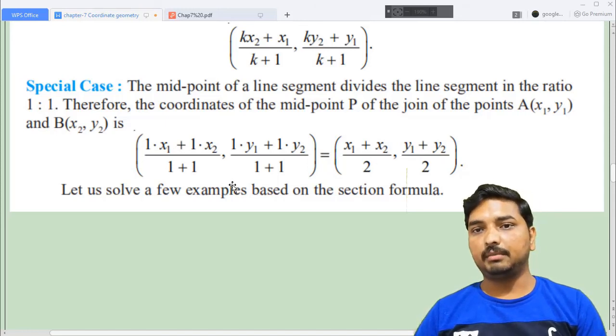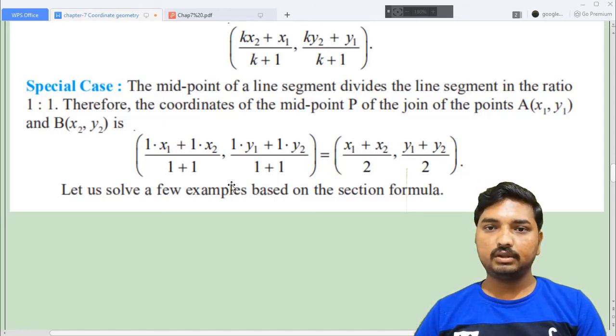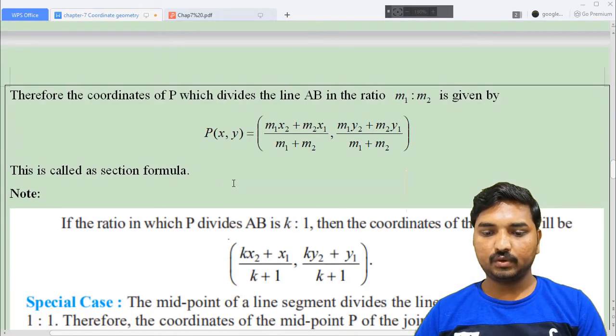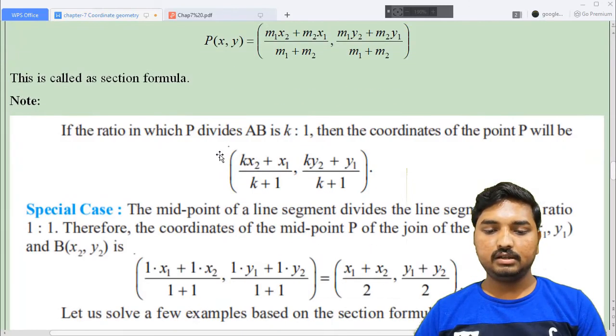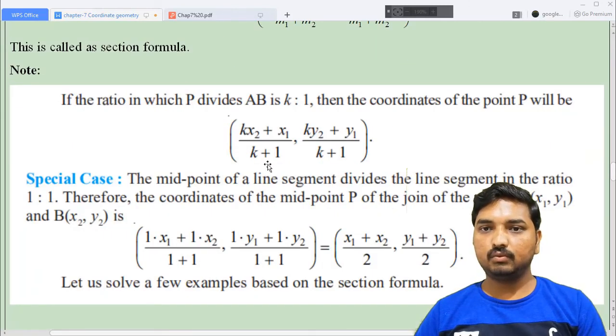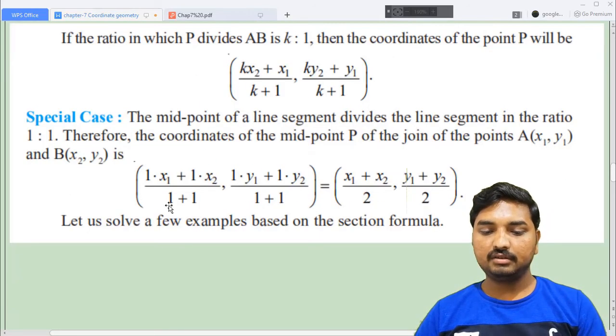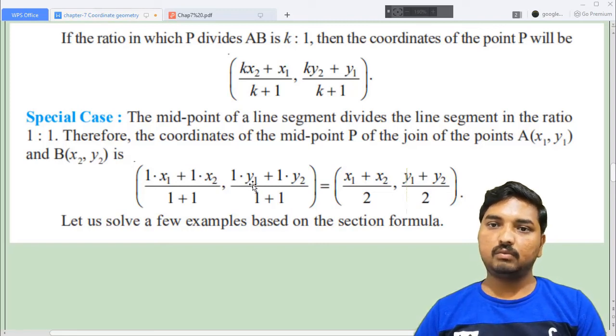Midpoint formula. Remember. Now I have given three formulas for you. One is the section formula, with ratio m1 is to m2 and the points x1, y1 and x2, y2. P is the point where I'm going to cut the straight line. And this is the k is to 1 formula, a section formula with k is to 1, and this is the special case, that is the midpoint formula. So remember all these three formulas.